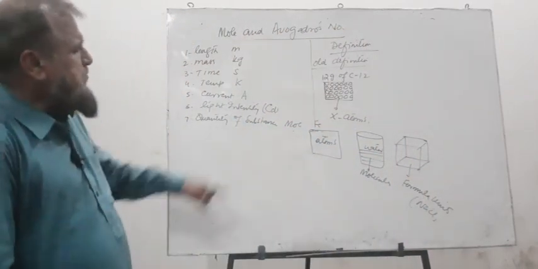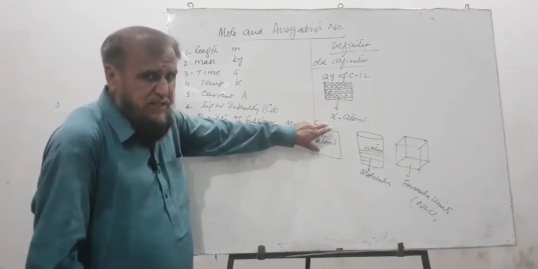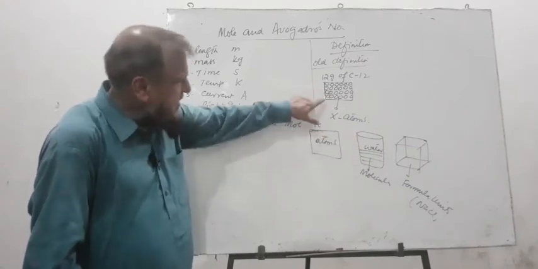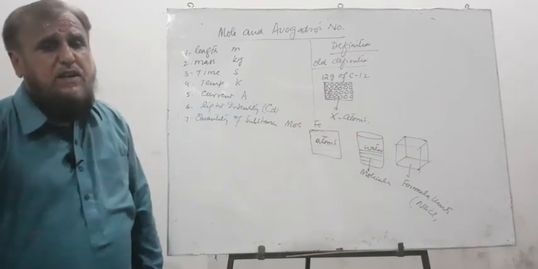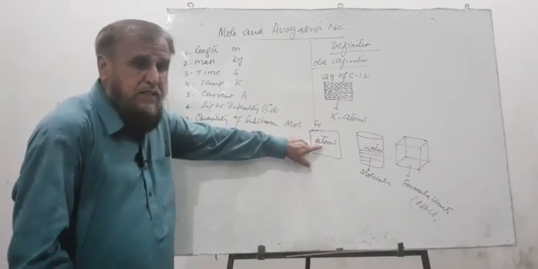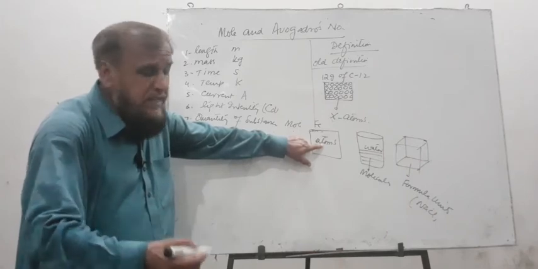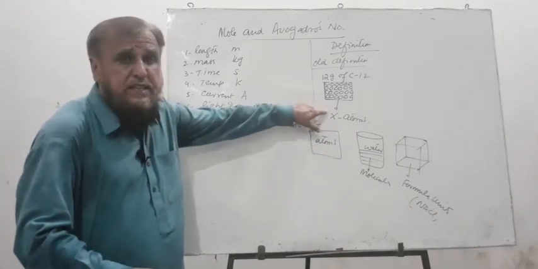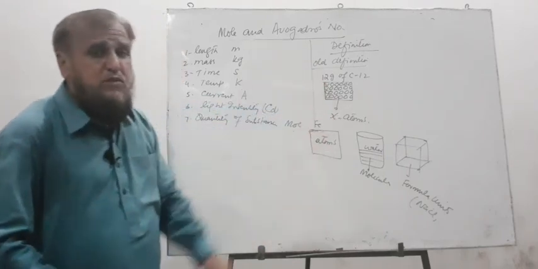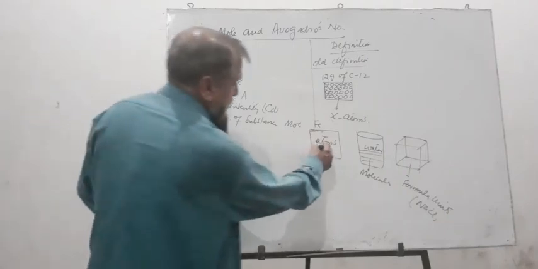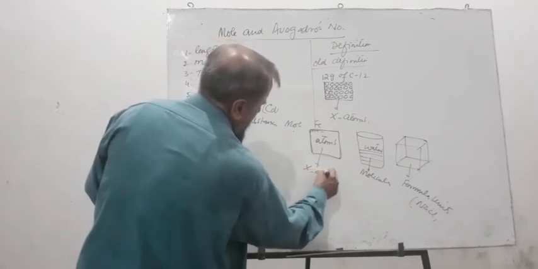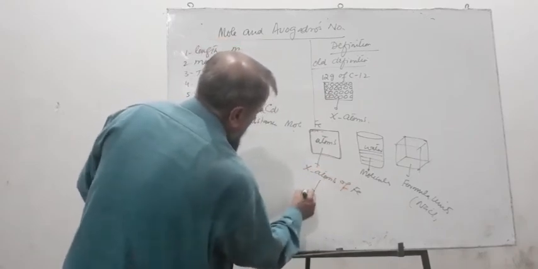According to the old definition, the amount of any substance which contains as many elementary particles as there are atoms in 12 grams of carbon 12 is called 1 mole of that substance. We have supposed that 12 grams of carbon 12 contain X atoms. So according to the definition, if we take a piece of iron which contains X atoms of iron, it will be called 1 mole of iron.